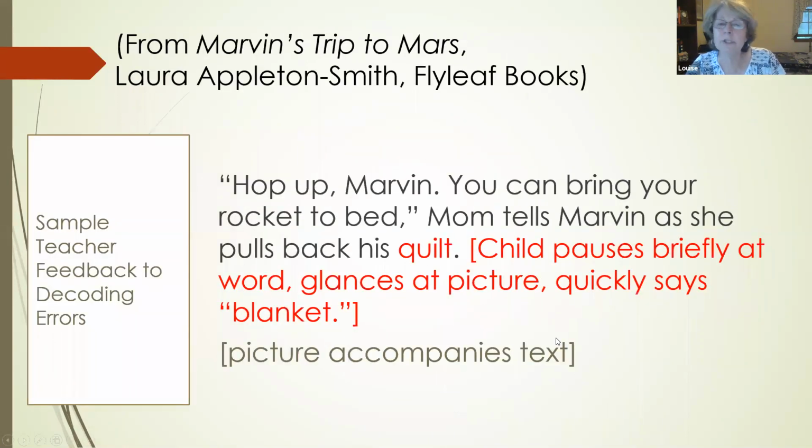So suppose you're reading this text with a child, and the child does well until they come to the word quilt. Then they pause briefly, glance at the picture, and quickly say, "blanket." Now, if you've worked with poor decoders, you've seen them do this a million times, right? They're plugging in a word that fits the picture, but really bears almost no resemblance to the word on the page, except for the final T.